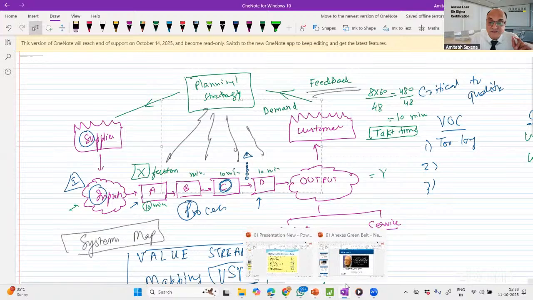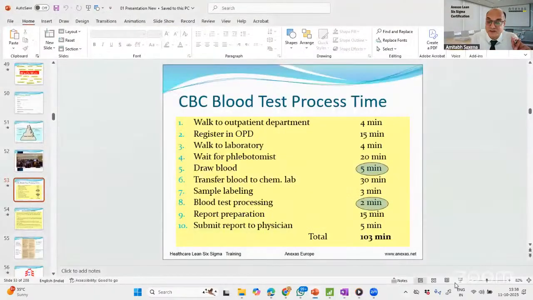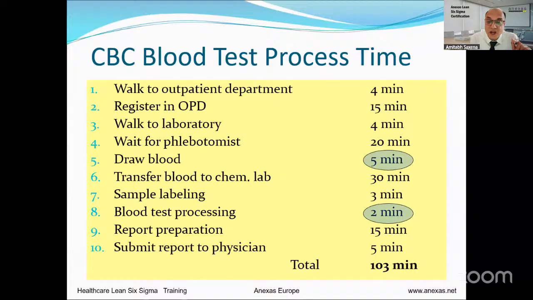Now, coming back to our process. In this whole process, only 2 steps are value added. The remaining are not adding any value. What is the value a patient wants here in the hospital? I want to know about my health status so that I can get the right treatment. From a blood test, the value I want is to know the health status. Walking to the OPD and registering in the OPD are, for me, non-value added. Many hospitals, we have removed these steps.